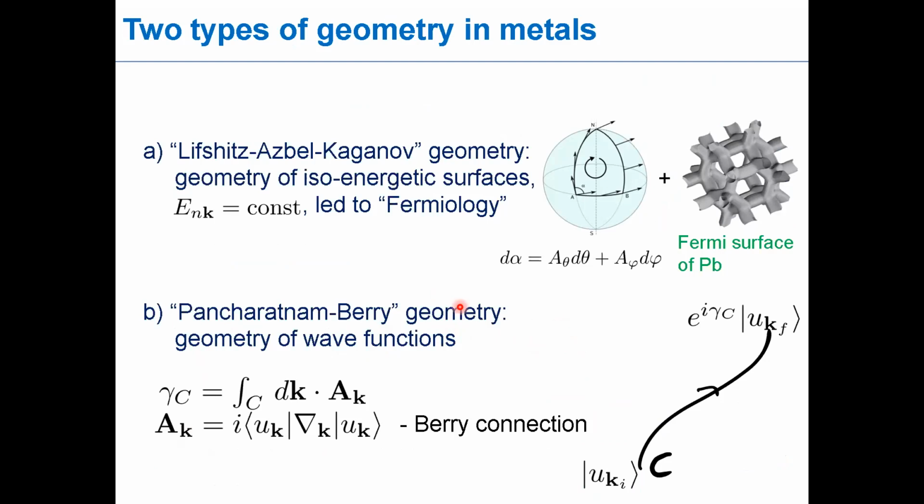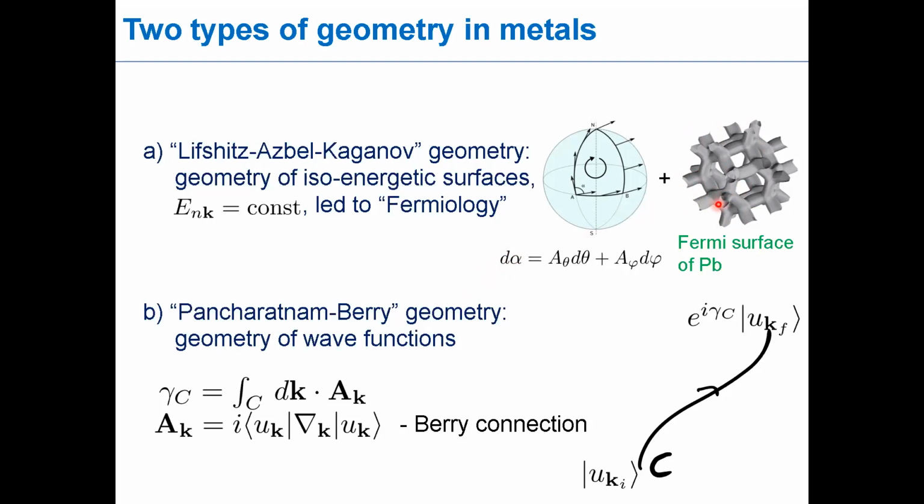So one type of geometry, which I call Lifshitz, Azbel, Kaganov type geometry, is the geometry of isoenergetic surfaces. Okay, so if I forget about the wave functions, I only take the spectrum, the band energies in a crystal, and I draw isoenergetic surfaces. They are in principle quite complicated entities. Here you see the Fermi surface of lead. Okay, so it's a very simple elemental material, yet the Fermi surface is pretty messed up.